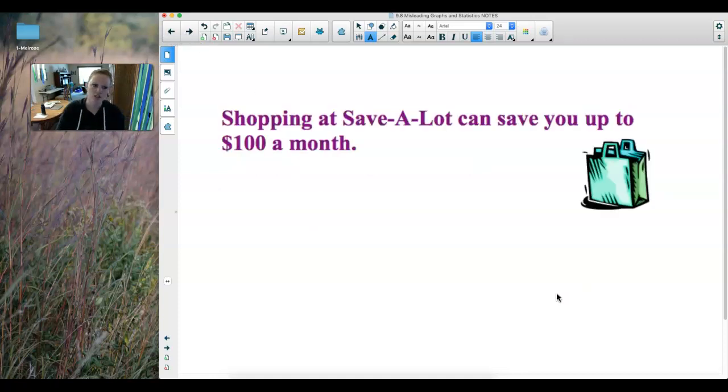Okay. So here's just a statistic. Shopping at Save-A-Lot can save you up to $100 a month. Now, the misleading part of this is that it says you could save up to $100 a month. It does not mean that you're going to save $100 a month. You might only save $1. Okay. Coburn's used to do this with their penny pincher ads. You could save up to $383 or something like that. But that's if you used every single coupon and the max amount on every coupon. So you might not actually save $100 a month. You might only save $1.